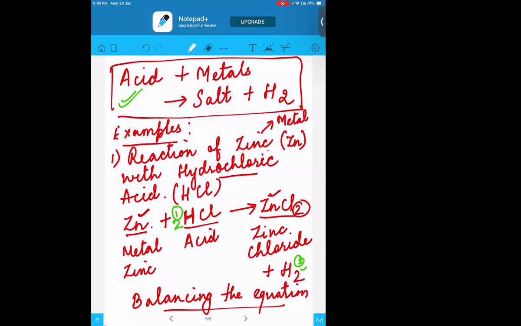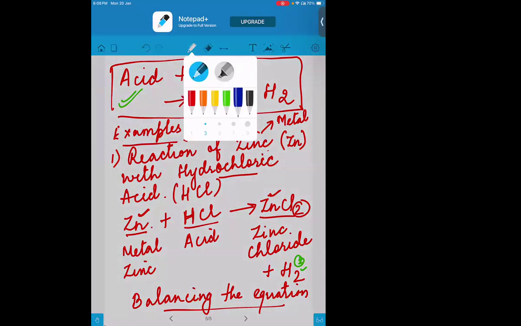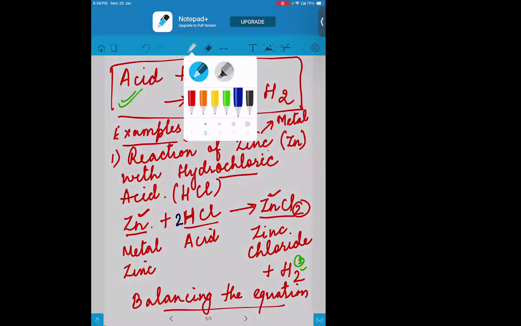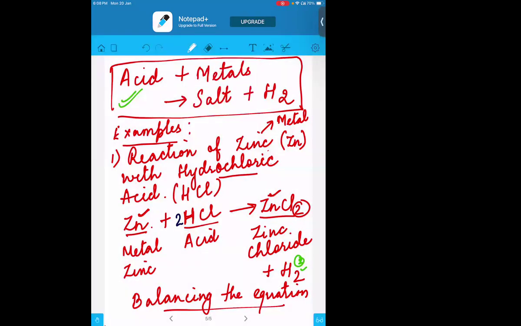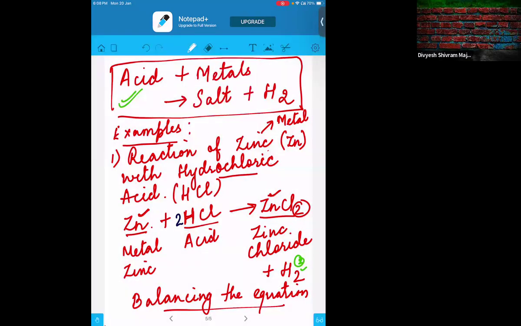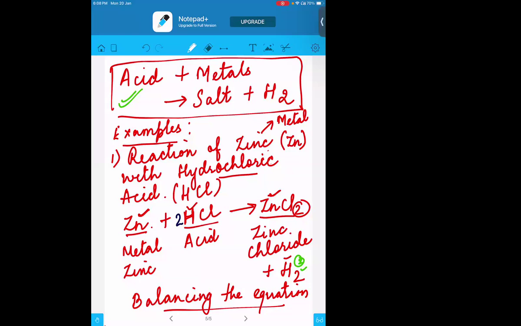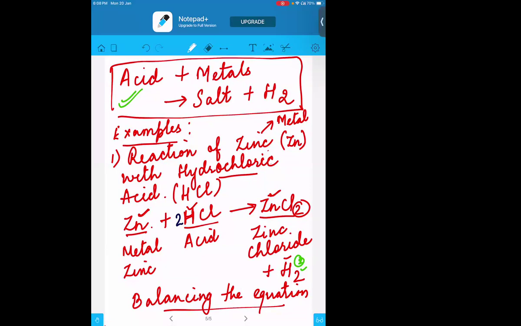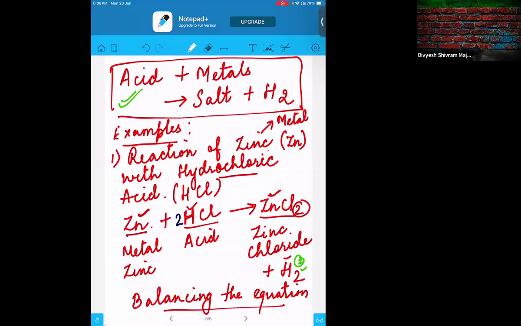So it will become 2HCl. Now again we will be checking after adding the 2. Let us check again whether all the elements are in balanced form or not. Zinc was already 1 and 1. Now, how many hydrogen on the left hand side? 2. And on the right hand side? 2. How many chlorine are there? 2. And on the other side? Same, 2.